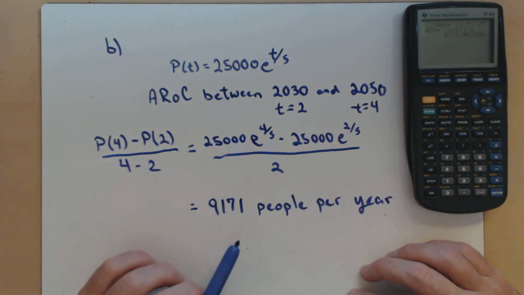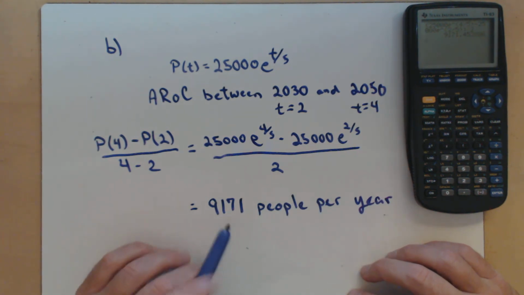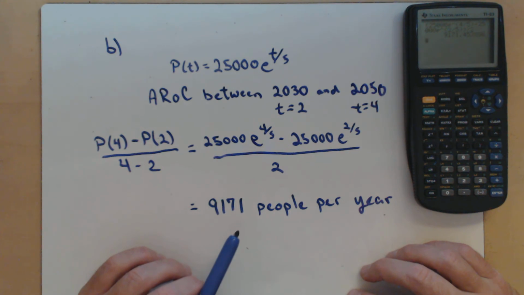So what we could say is between the years of 2030 and 2050, on average, the population was increasing by about 9,171 people per year.